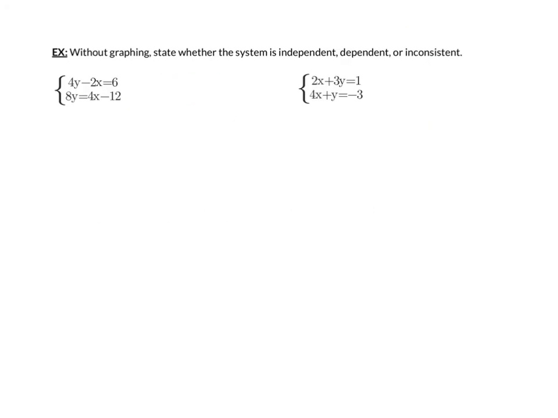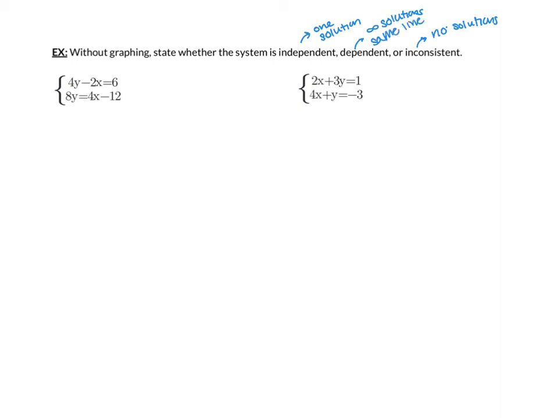Can we, without graphing, determine whether the system is independent, dependent, or inconsistent? If you need a reminder, independent means one solution. Dependent means infinitely many solutions. And inconsistent means no solutions. Okay, so we just saw an example of a one solution and an infinitely many solutions. What was true about the infinitely many solutions? Right, it was the same line.